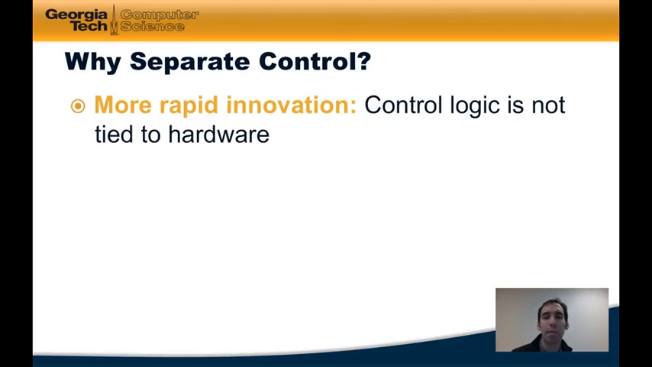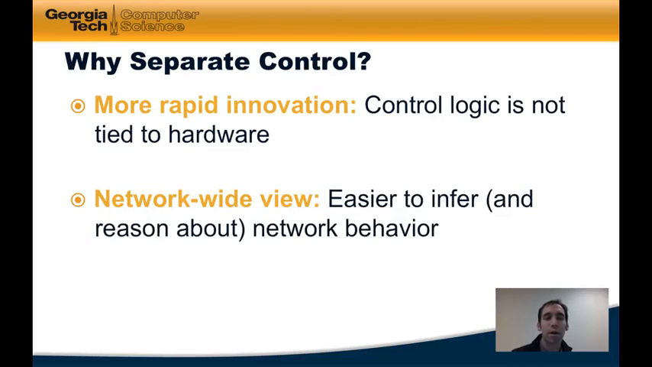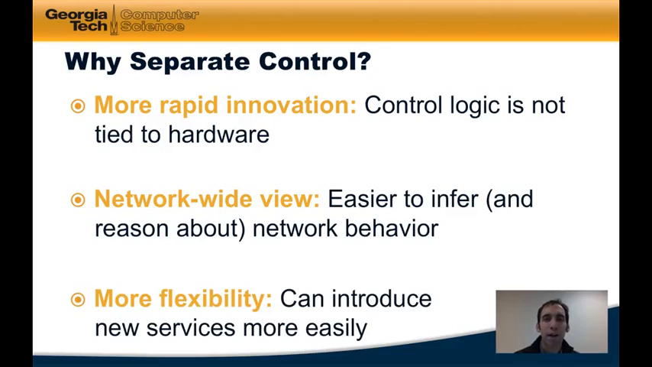So first, let's remind ourselves why separate control is a good idea. First, it enables more rapid innovation since control logic isn't directly tied to the hardware. Second, it enables the controller to potentially see a network-wide view, thereby making it easier to infer and reason about network behavior. Finally, having a separate control channel makes it possible to have a separate software controller which facilitates the introduction of new services into the network much more easily.